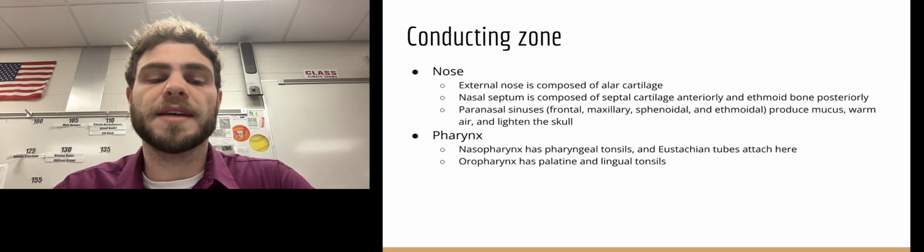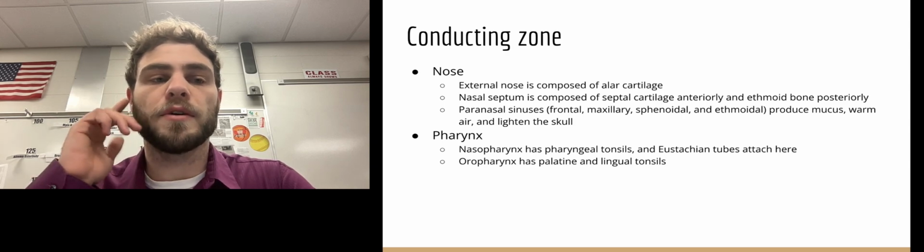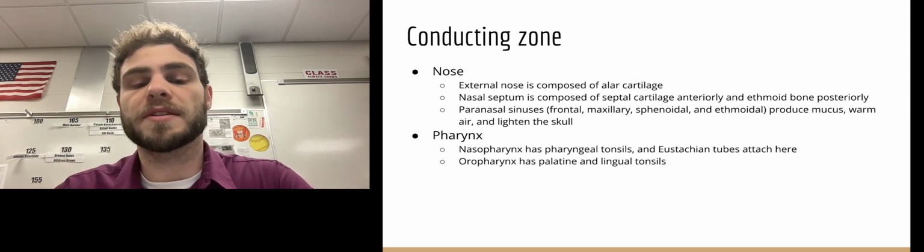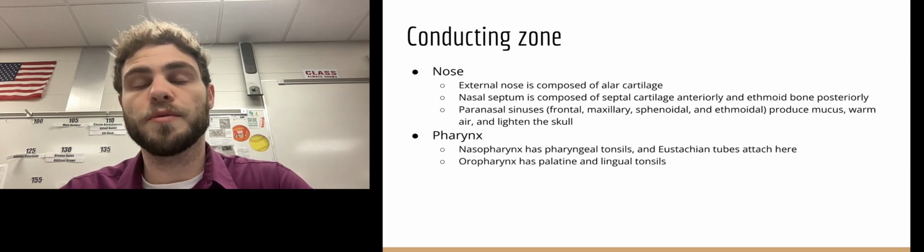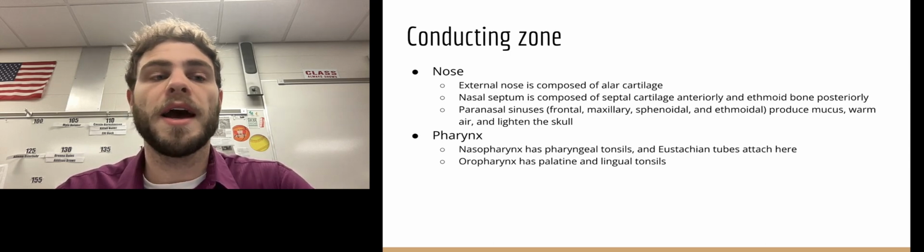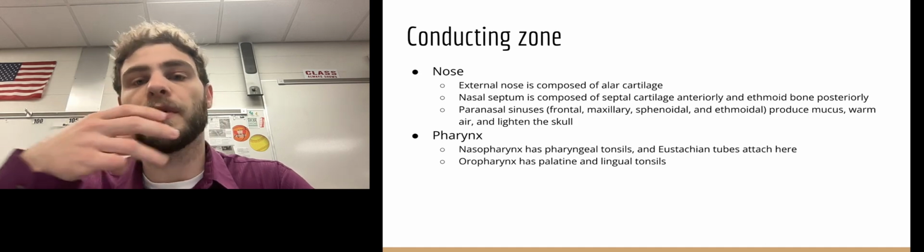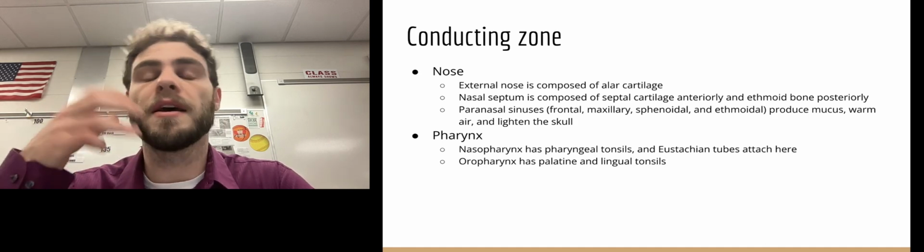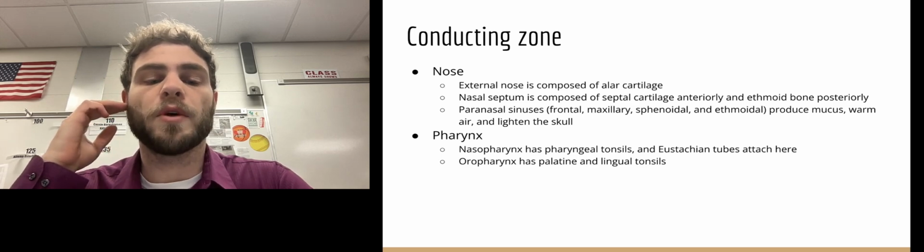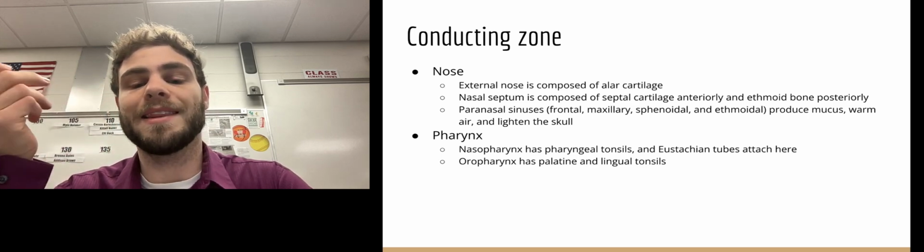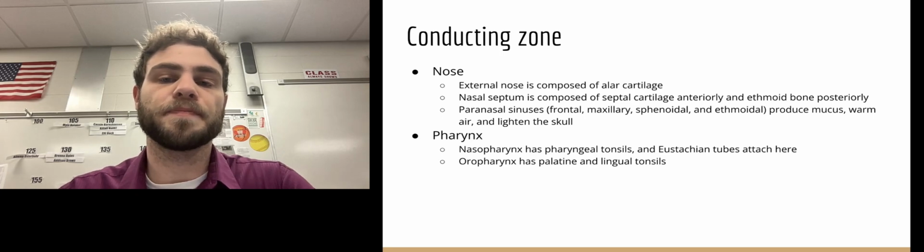The pharynx, the naso and oropharynx, going to be at the back of the nose and the back of the mouth. The nasopharynx is going to have your pharyngeal tonsils, and also your Eustachian tubes are going to be attached here. So that's why different air pressures can be adjusted in the mouth, especially if you're having ear issues here. And the oropharynx is going to have the palatine and the lingual tonsils.